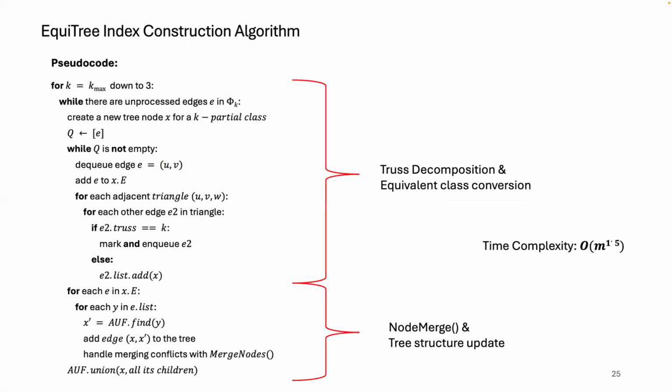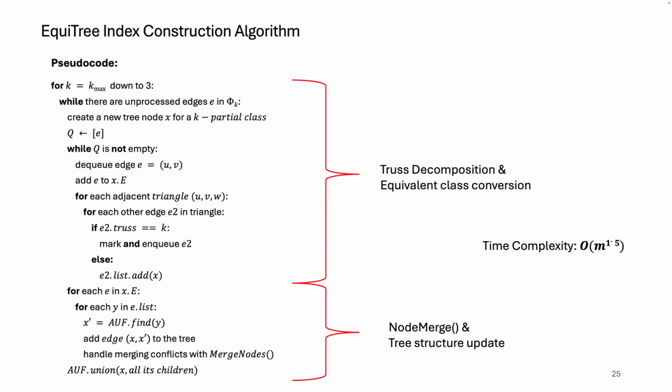So this is the pseudocode to construct the Equitree algorithm. There are 2 steps involved here: the Truss decomposition and the equivalence class conversion. Why is the time complexity m to the power of 1.5? Yeah, I'm going to show that in the next slide.